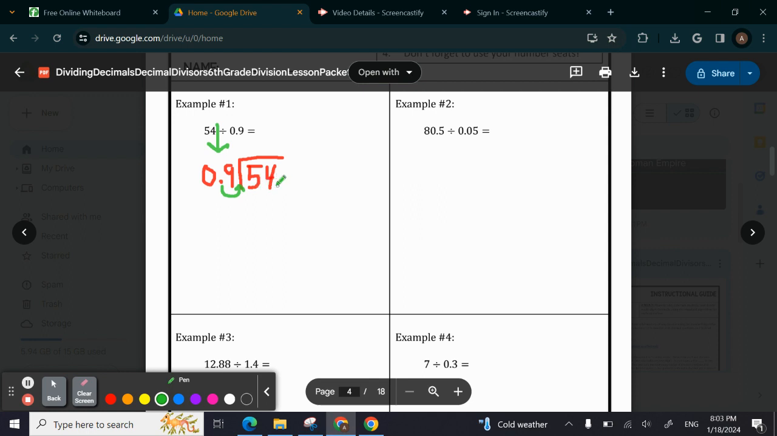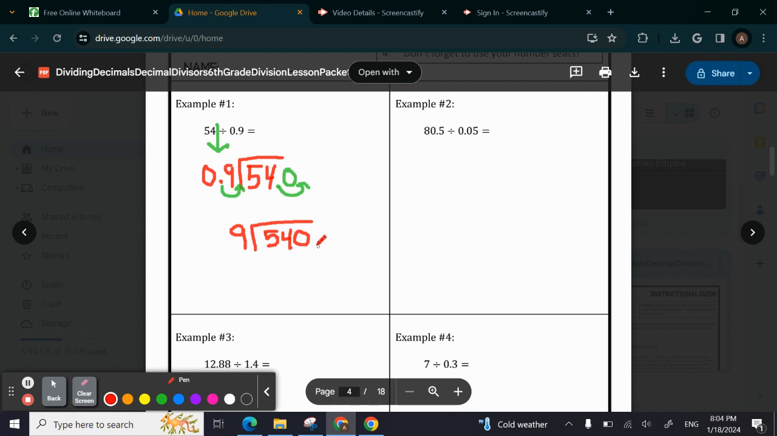So for 54, we know our decimal point is at the end of the whole number, and we are going to move it 1 to the right. And to fill in the blank, we're going to add a 0. Okay. So now let's rewrite our problem. 9, and then 540. So our new division problem, after we did steps 1 and 2, is 540 divided by 9.